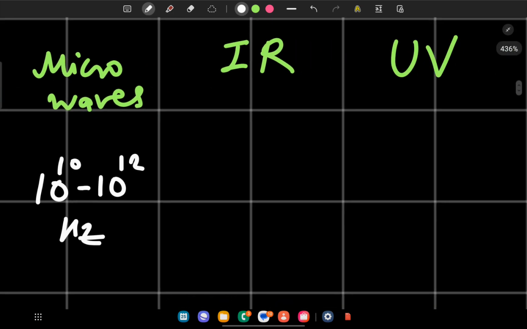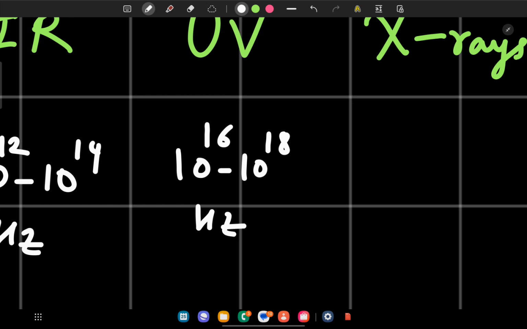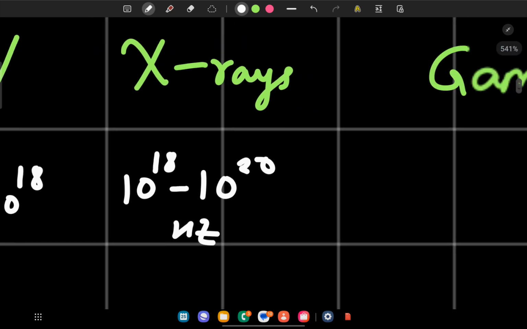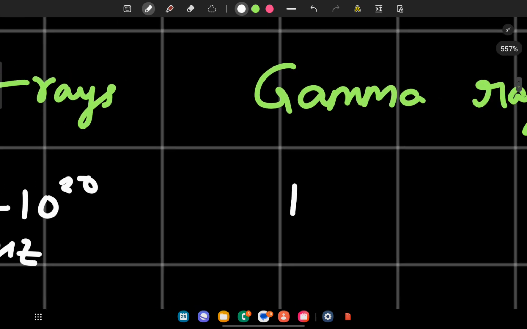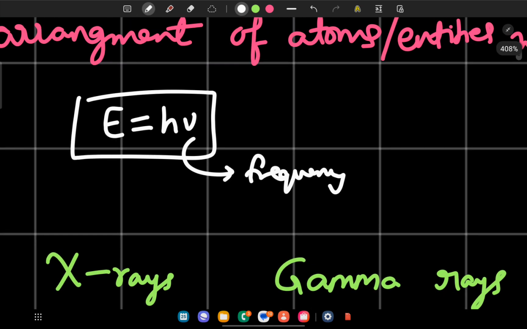Infrared radiations fall under the category of 10 raised to power 12 to 10 raised to power 14 hertz. UV falls under 10 raised to power 16 to 10 raised to power 18 hertz. X-rays fall under 10 raised to power 18 to 10 raised to power 20 hertz. And gamma rays fall under 10 raised to power 20 to 10 raised to power 22 hertz.